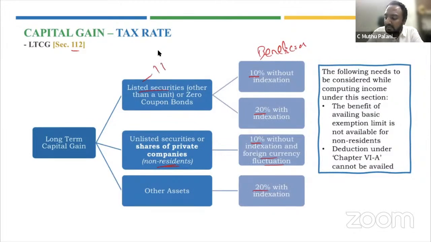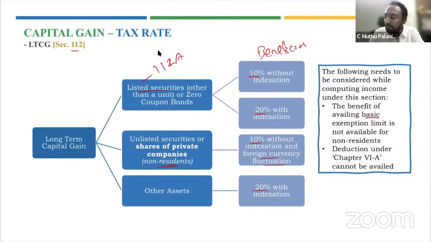Mostly listed securities will get covered under 112A. But in case it is not covered there, then it will get covered here. In that case, it is 10% without indexation or 20% with indexation. For unlisted shares of private companies for non-residents, it is 10% without indexation, without foreign currency fluctuation. For every other asset, it is 20%.